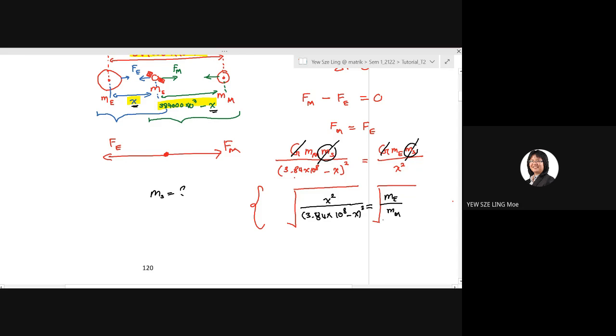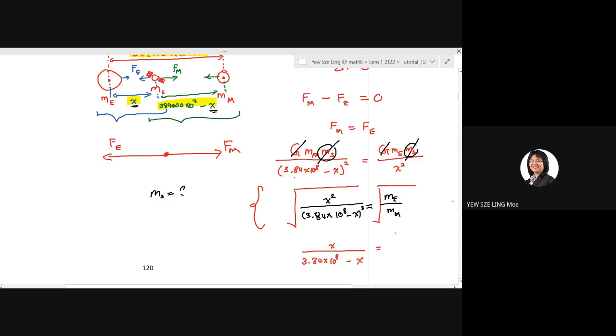So if you square root both sides, what are you going to get? After you square root both sides, you will have just x divided by 3.84 times 10 to the power of 8 minus x. So you don't have to expand it. You won't have a square value. Nanti dia akan jadi susah bila kamu ada x square. Alright, so we square root both sides just to eliminate the x square. We keep x in our solutions.